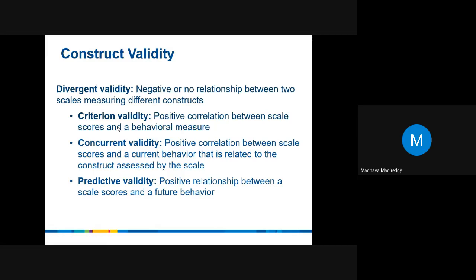Divergent is the opposite of convergent validity, in that there is absolutely no relationship or there is a negative relationship between the two constructs. So in this case, a criterion validity will be a positive correlation between the scale scores and a behavioral measure. A concurrent validity, on the other hand, is a positive correlation between the scale score and the current behavior that is related to the construct assessed by the scale. If you look at the predictive validity, it is a positive relationship between the scores and the behavior. So these are the elements of the divergent validity.